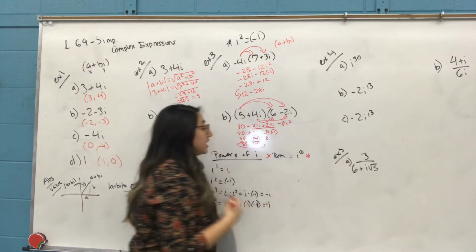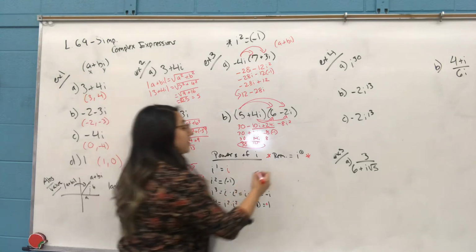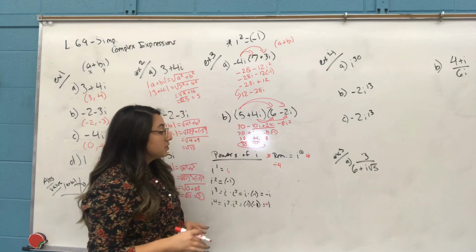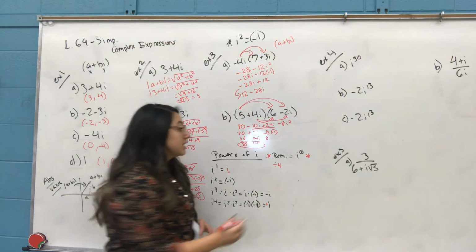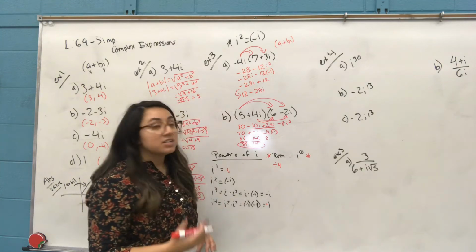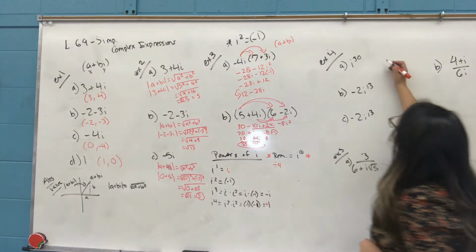According to the book, they say whenever you have a remainder, so you're going to be dividing by 4 for the exponents only. You're going to divide the exponents by 4, and whatever your remainder is, you're going to put i to the power of that remainder. Now let's do example 4a. Let's see what I mean.